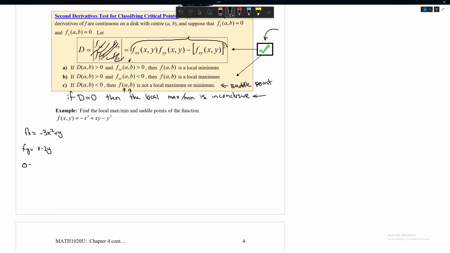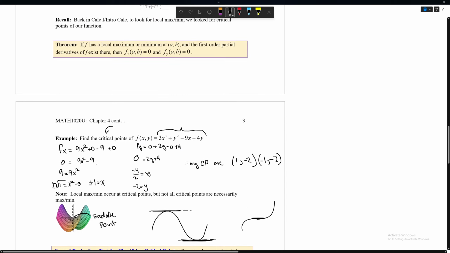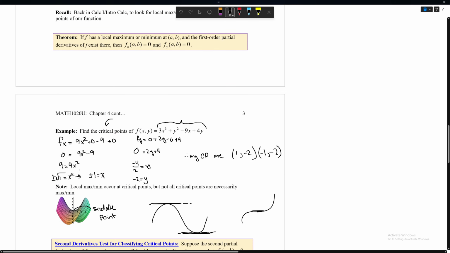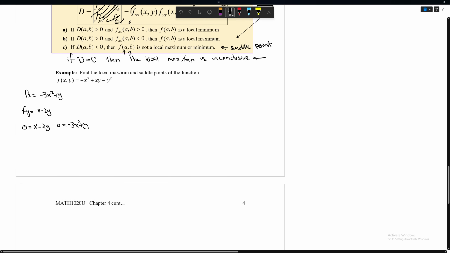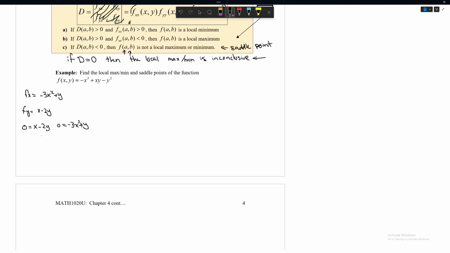So if I set this to 0, and I set this to 0, this is in terms of x and y. How will I get a value? Up here, when I set it to 0, I got an actual hard value, but now I have a y. What can I do? One thing you can do is isolate for either y or x and sub it into the other. I'm going to isolate this one because it's easier to isolate than this. If I take my y to this side, I isolate for x. Now I can take this and plug it in here.